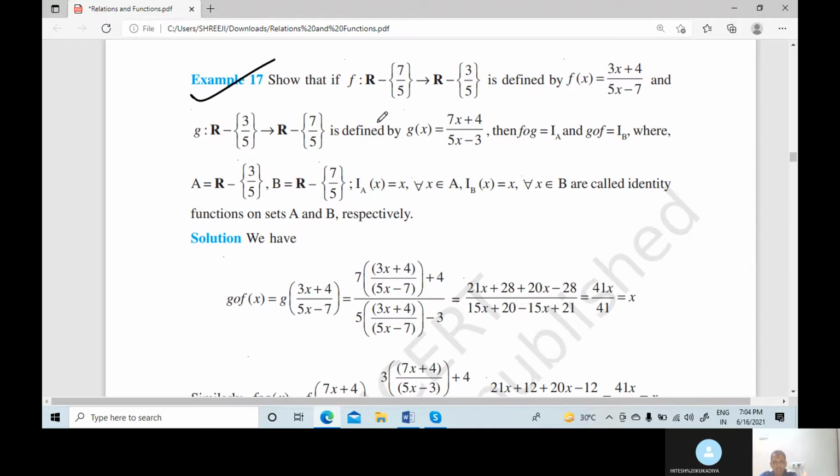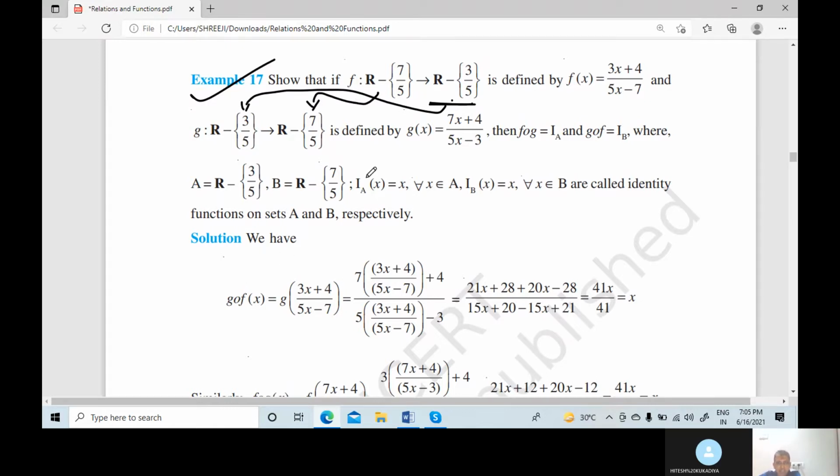Now we discuss the most important Example 17. Look, the first question: F is the function with domain R minus 7 by 5. That means we cannot take the value of x as 7 by 5. And the answer is also not possible for 3 by 5. And the G function is from R minus, converts the domain and codomain. The function F codomain is R minus 3 by 5, and the function F domain is here the codomain.